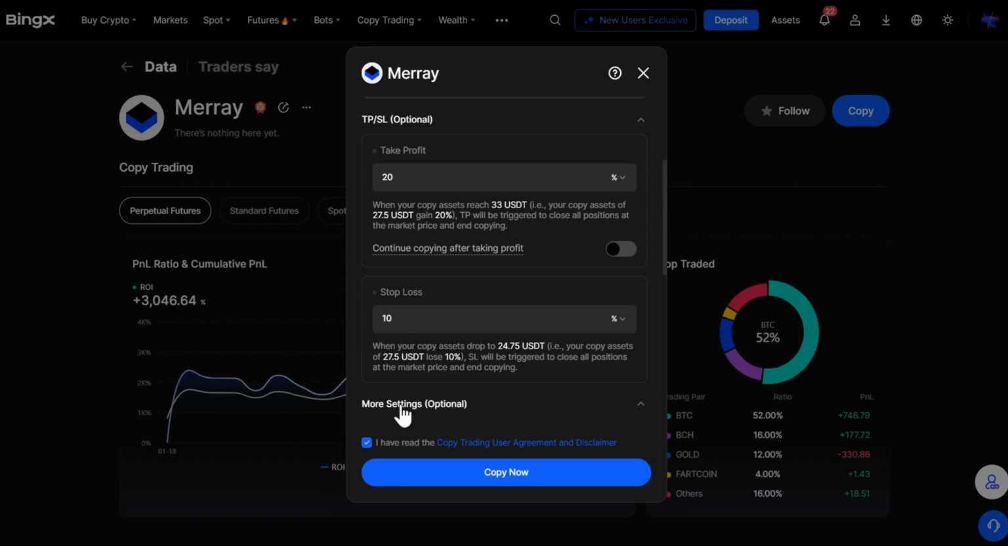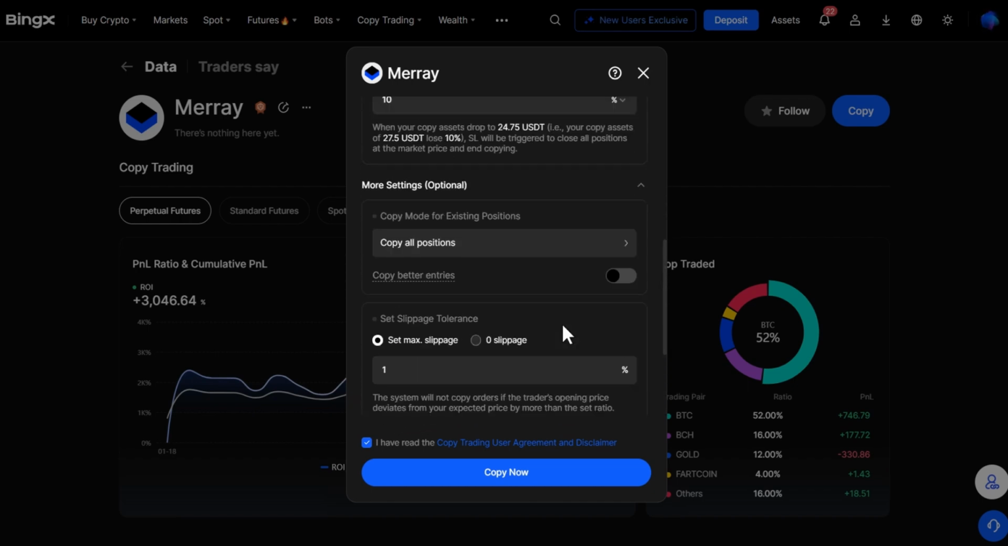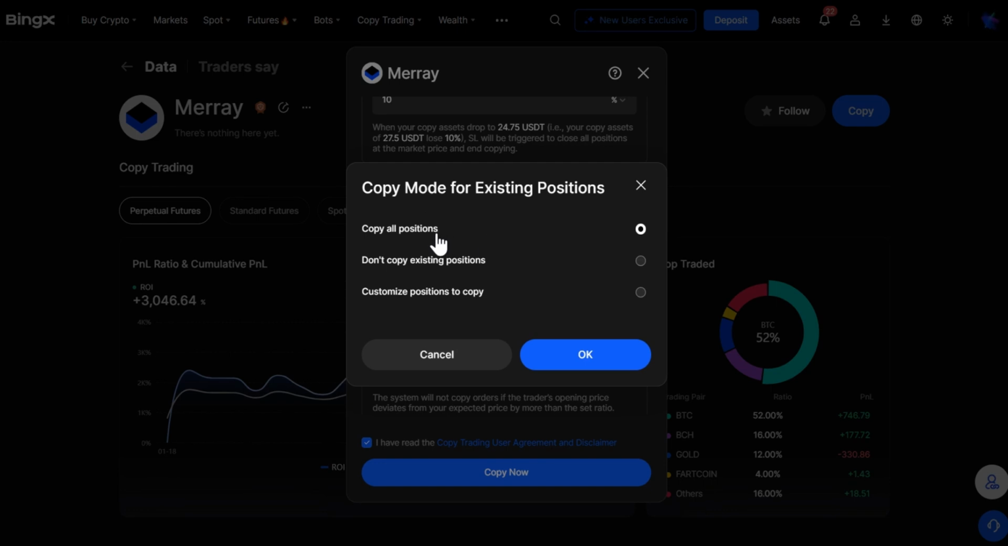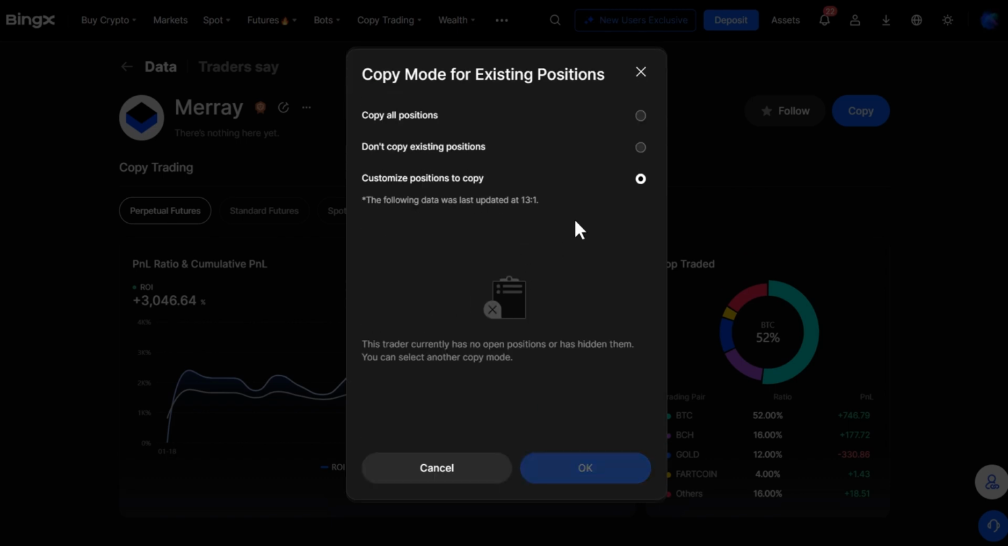Click on more settings to access advanced options. Here, you can see copy mode for existing positions. In here, you'll see 3 options. Copy all positions. This means that you'll immediately copy all of the trader's currently open positions at market price. Don't copy existing positions. This means that you'll only copy new trades the trader opens after you start following them. Customize positions to copy. This is where you can manually select which of their current positions you want to copy.